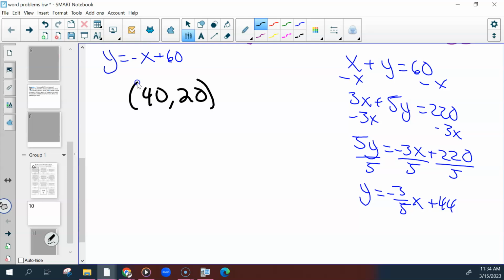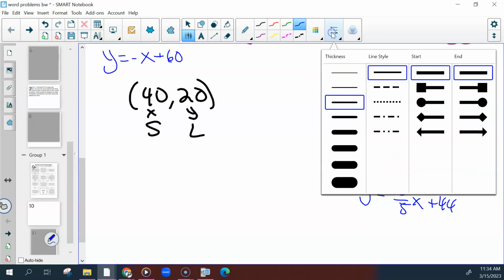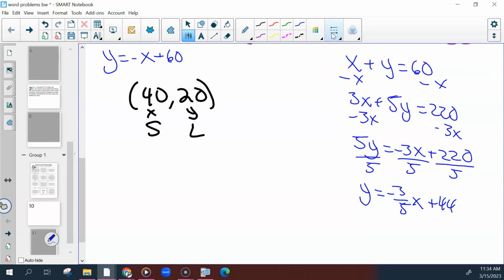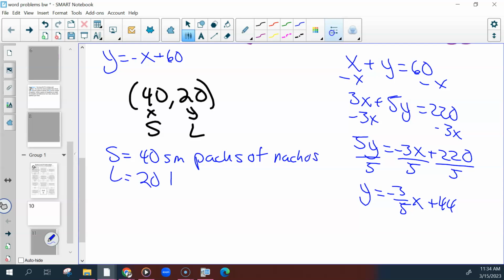So then we know x was L, I'm sorry, x was S, and y was L. So we would rewrite those with labels. So we have 40 small packs of nachos. And 20 large packs.